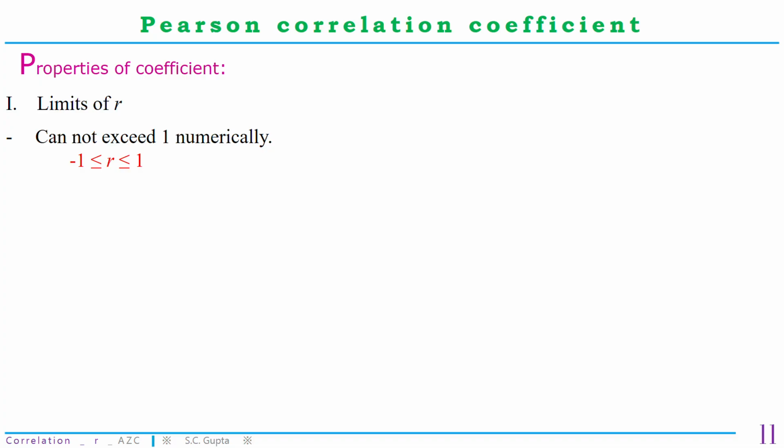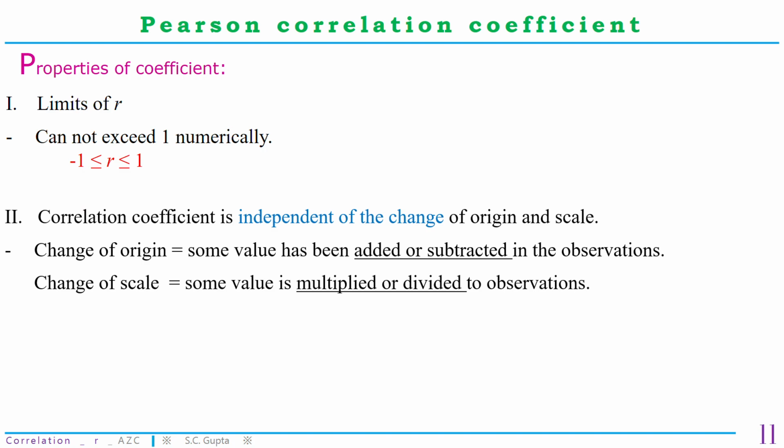Properties of the coefficient. Limits of R cannot exceed 1 numerically, so R value always lies between -1 to +1. Correlation coefficient is independent of the change of origin and scale. Change of origin means some value has been added or subtracted in the observations. Change of scale means some value is multiplied or divided to observations.